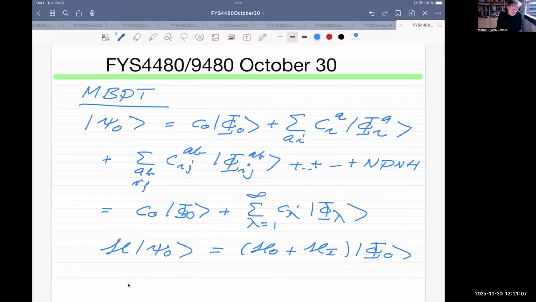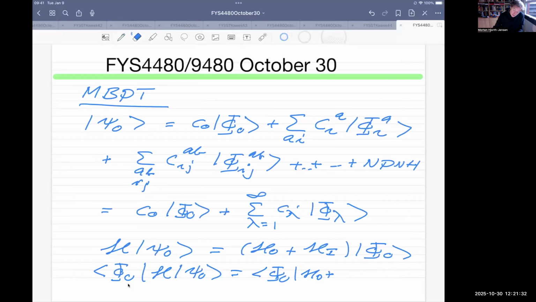Now, what we did then, and this is essentially what we did when we did the FCI calculations, we would multiply from the left with phi 0, and then we have the same eigenvalue problem, and this gave us simply phi 0 of H0 plus, sorry, this should not be phi 0, this should be psi 0.